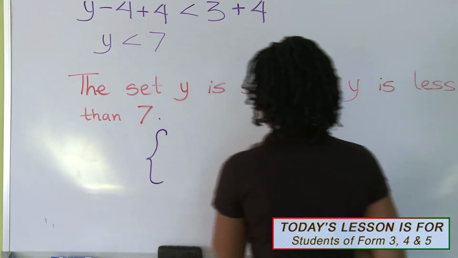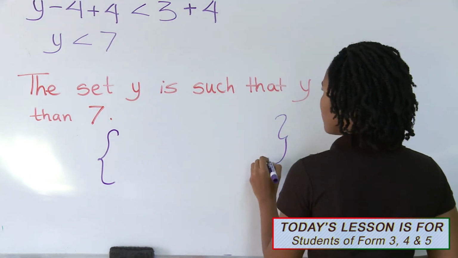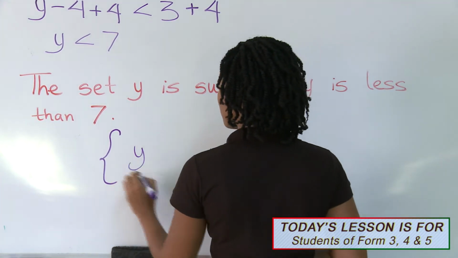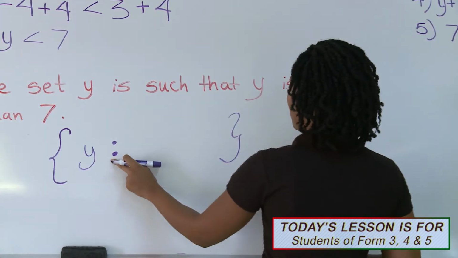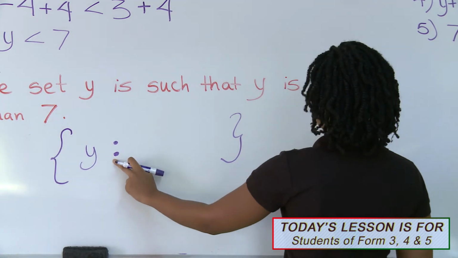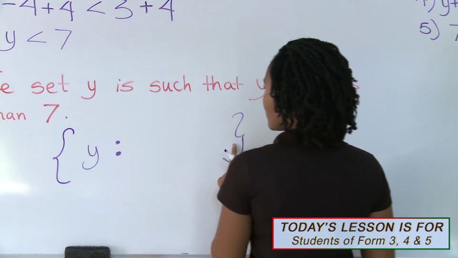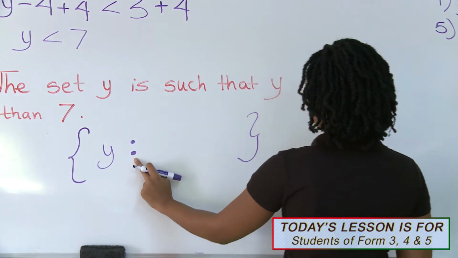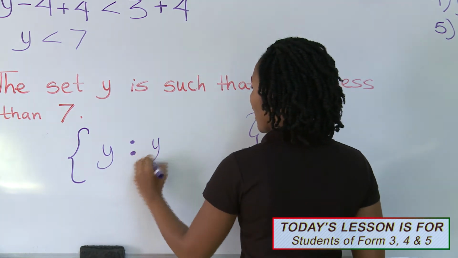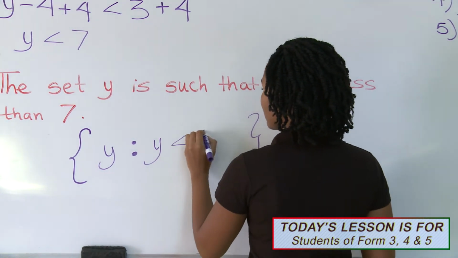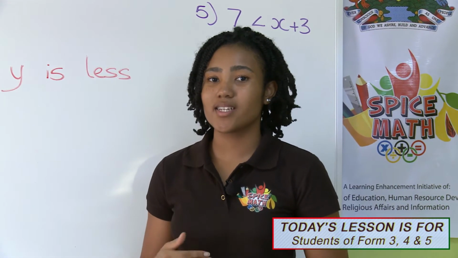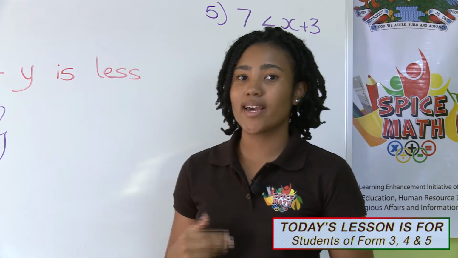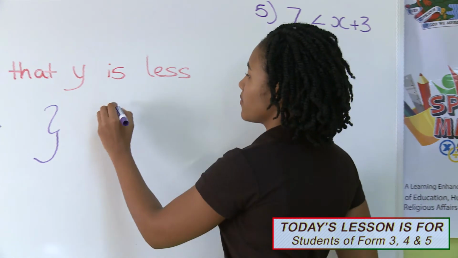The set y is such that, and remember, "such that" is represented with a colon. So the set y is such that y is less than 7. Assuming that y is an integer, the set y can be these values.